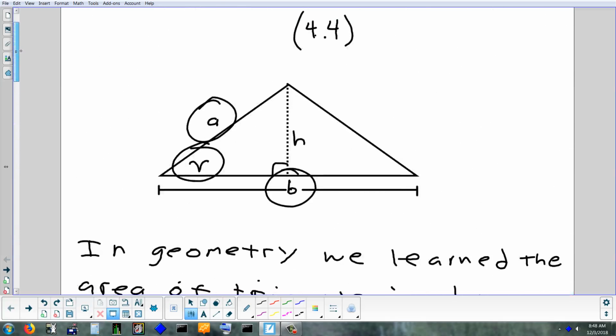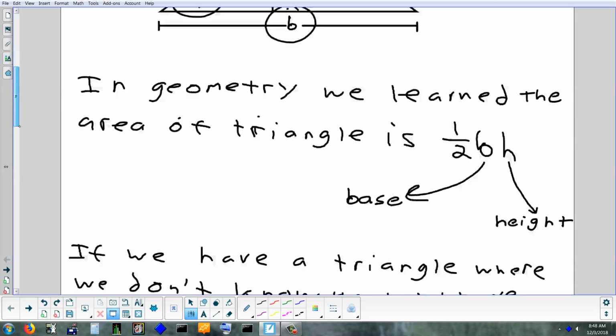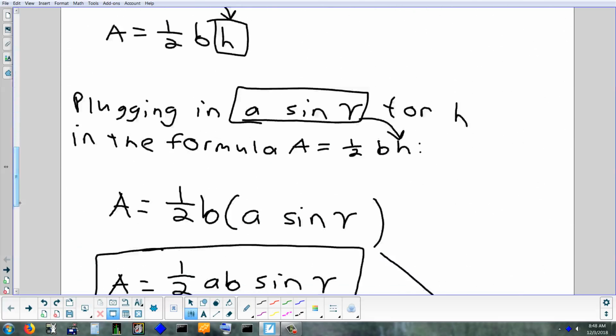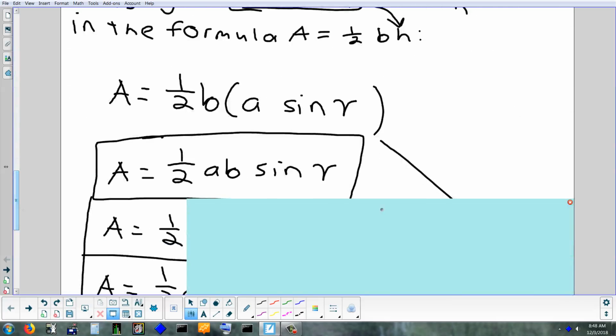So if we go back up, where is gamma located if you compare it to sides A and B? Yep, in between them. And that's the pattern. So in general, it's always 1/2 the product of two sides, any two, times the sine of the angle that's between them. So let's draw that picture again down here and see if we can figure it out.